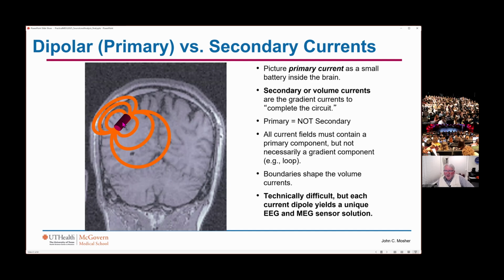And the best way to define what primary is, is that it's not the secondary. We want our models in terms of just primary so we can get back to business and forget about that. And so that's a solvable problem. It's technically difficult, but for every current dipole location you might put in the brain, there is a unique EEG or MEG sensor solution as to what a sensor would see outside the head. And it's the boundaries that are shaping all the problems.